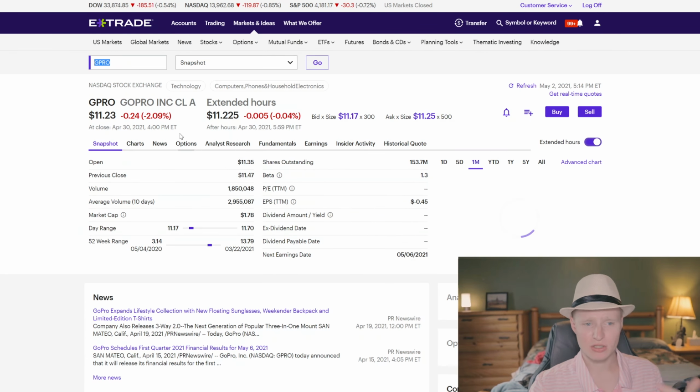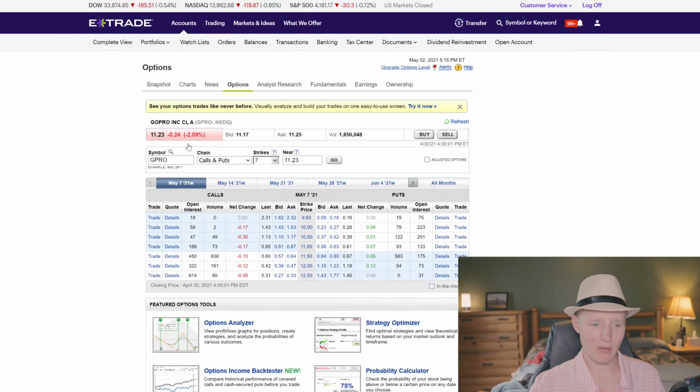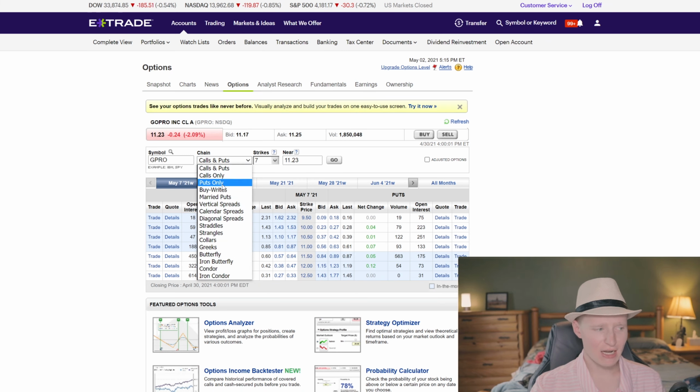So for this example, I'll just choose GoPro. The next thing we're going to do is go to the options tab. Now, if you don't see this screen or it gives you an error saying you're not approved for options, you will have to go and fill out a quick questionnaire just talking about how much experience you have buying and selling options contracts, just to make sure that you at least have some familiarity of understanding of what you're getting yourself into.